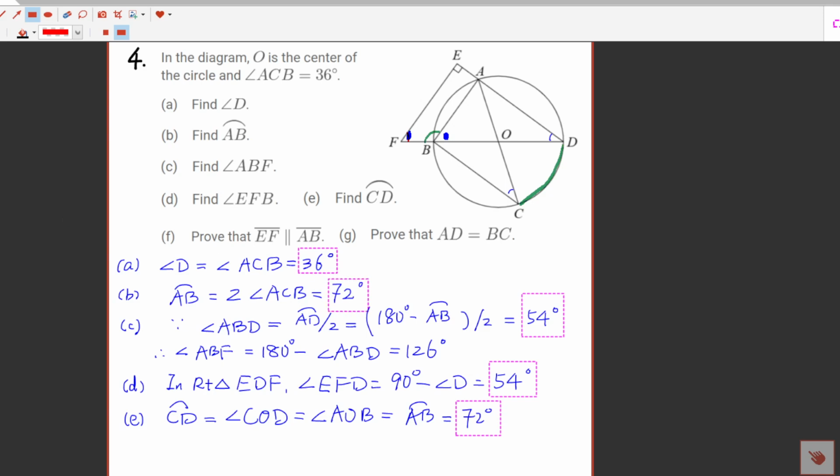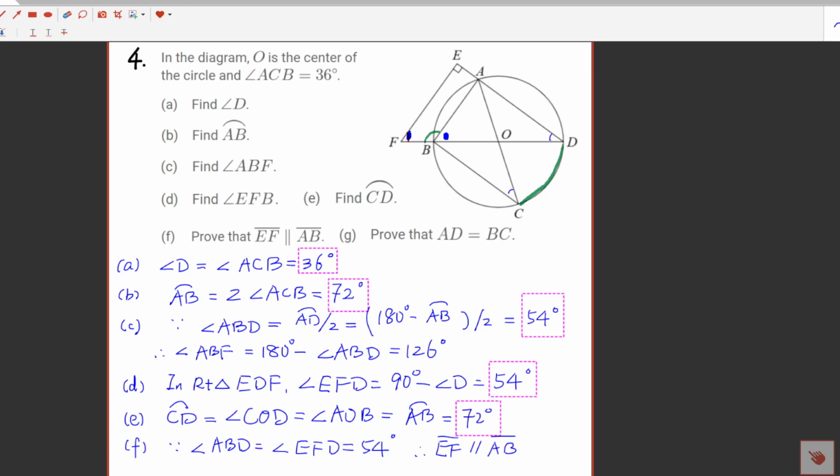Okay, then let's consider question F. Prove these two segments are parallel. As we can see here, we have already proved angle ABD equals angle EFD, which are both 54 degrees, right? Therefore, we have EF is parallel with segment AB, right?